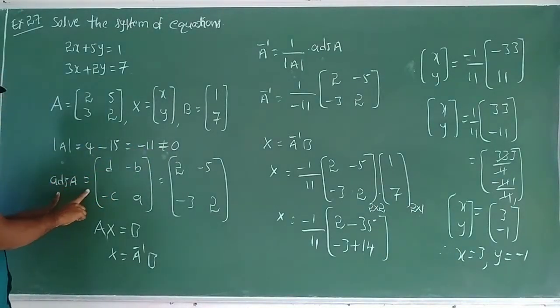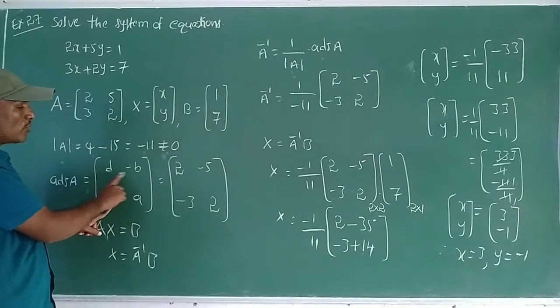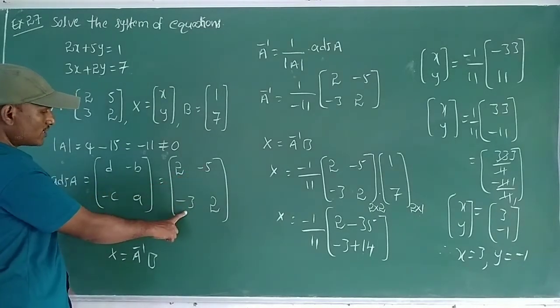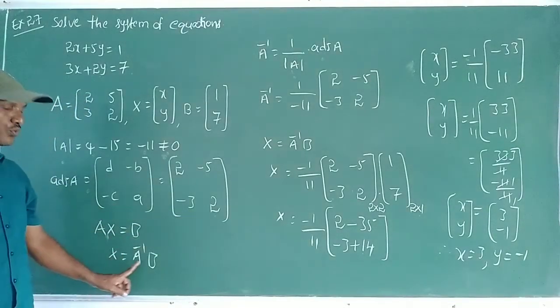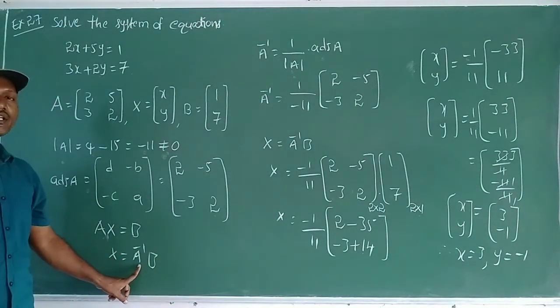Next, adjoint A for a 2 by 2 matrix: adjoint A equal to D, minus B, minus C, A. This is the D value, minus B, minus C, and the A value. Now, A x equal to B, so x equal to A inverse B.